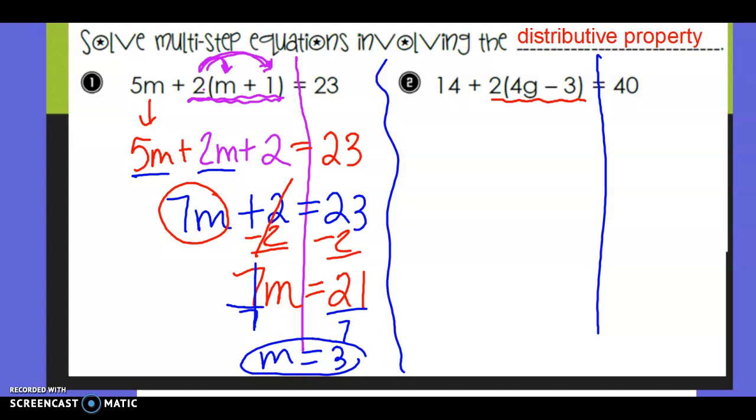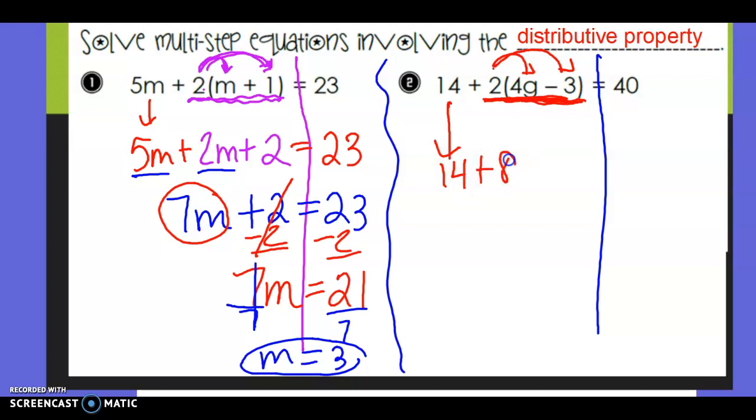But what we're going to do now is take the number here in front of the parentheses, and distribute it times each thing inside. What am I going to do with this 14 right here? We're just going to bring it down, because we have to do this distributing part first. So I'm going to bring down my 14, my plus sign, and now let's distribute.